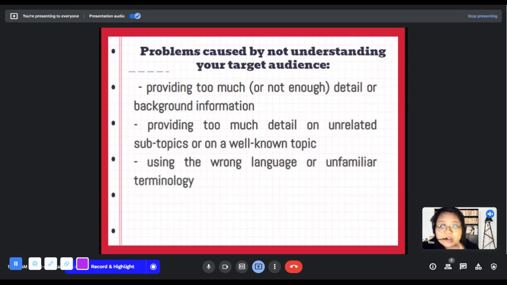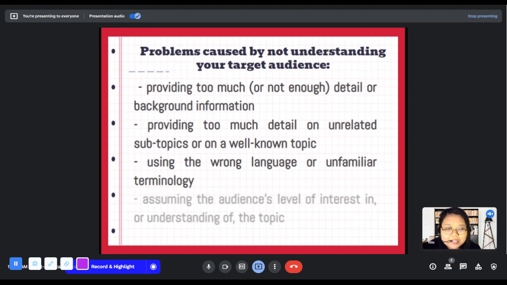Next, using the wrong language or unfamiliar terminology. What if grade 2 students? Are you going to use highfalutin words? What if older people? Are you going to use highfalutin words? So you have to consider that. And this is one of the problems that we will encounter when we are writing.